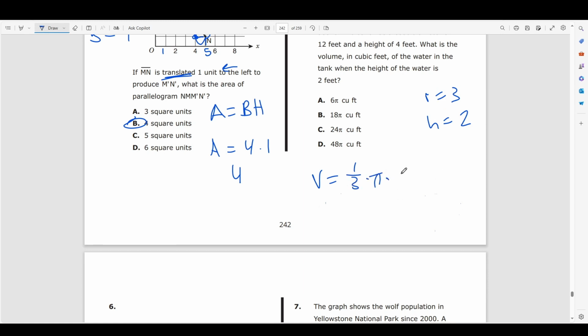Here r is 3, so 3 squared is 9, times h, which is 2, which is 18 pi over 3. So v is equal to 18 pi over 3. 18 divided by 3 is going to be 6, and you just attach that pi, so it's 6 pi.